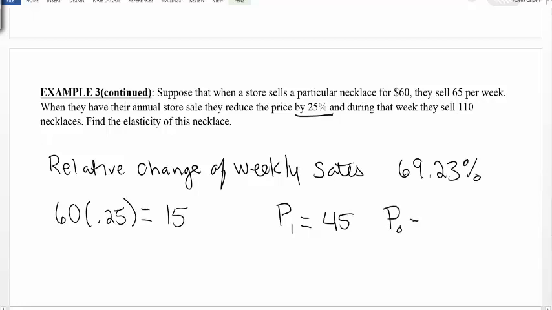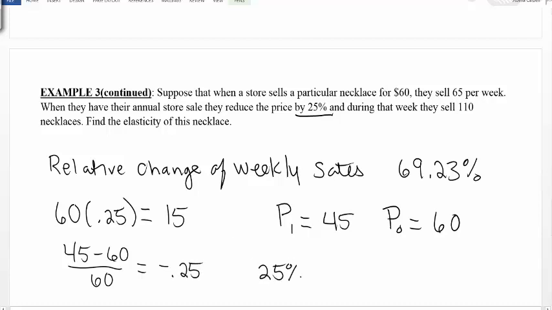My original price was $60, and I can use that to calculate the relative change. So 45 minus 60 divided by 60 is going to give me negative 0.25, or a 25% decrease in price. So again, here when we say we reduce the price by a certain percentage, that's the same thing as the relative change.